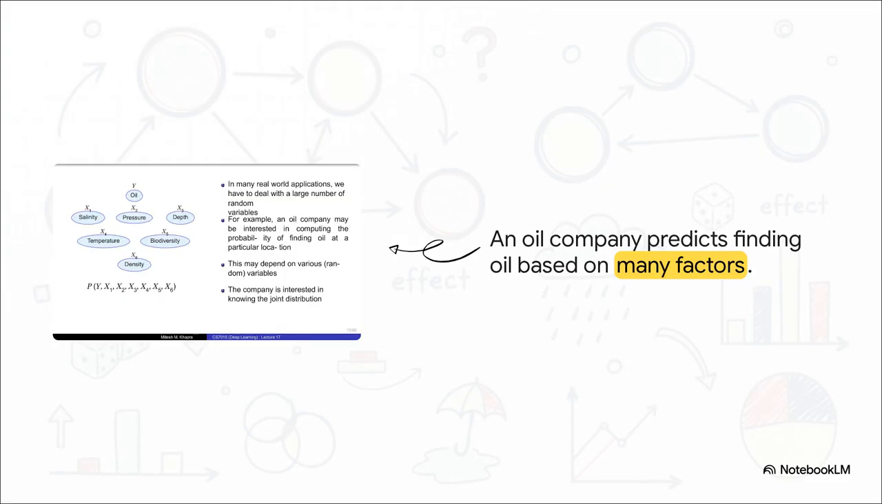Let's just take a real-world example, right? Imagine an oil company is trying to predict the chance of finding oil somewhere. Now, this doesn't depend on one or two things. It depends on many different factors, as you see in the diagram: salinity, water pressure, depth, temperature, and so on and so on. To perfectly model this situation, they would need to build one giant joint distribution table that lists out the probability for every single combination of all these different factors.